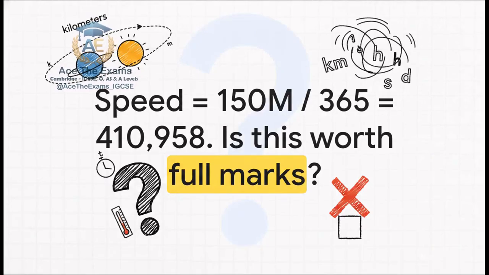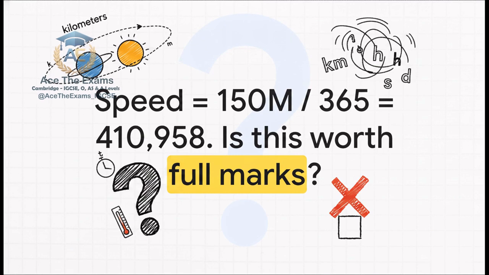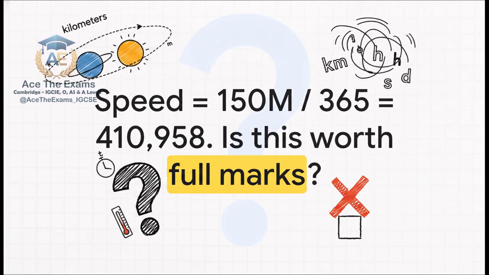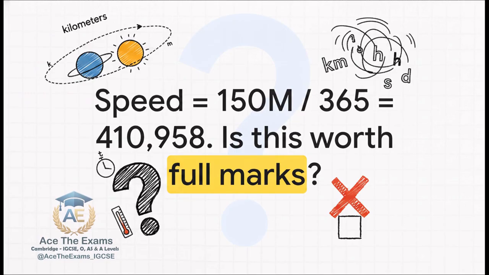Take a look at this orbital calculation. We've got a radius of 150 million kilometers and a time of 365 days. So the speed is calculated as 150 million divided by 365, which gives us 410,958. Now, that seems perfectly logical, doesn't it? Well, actually, scratch that. It is completely wrong.